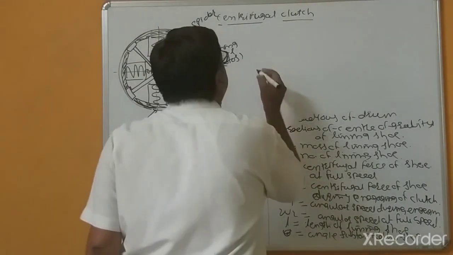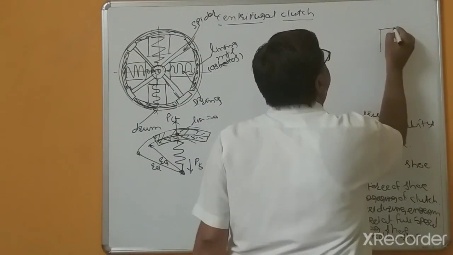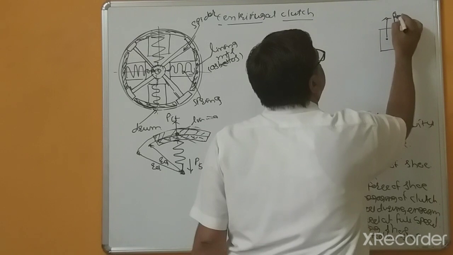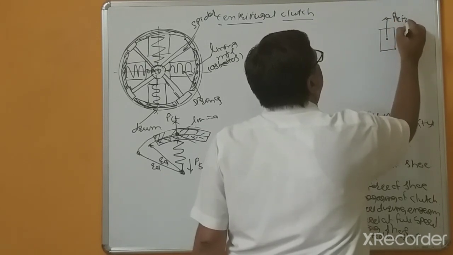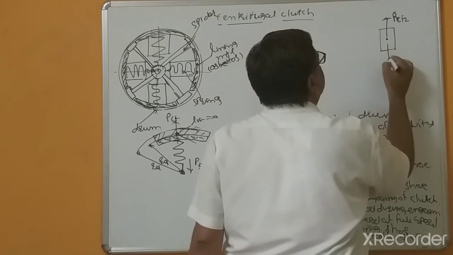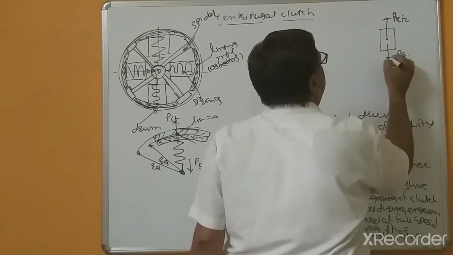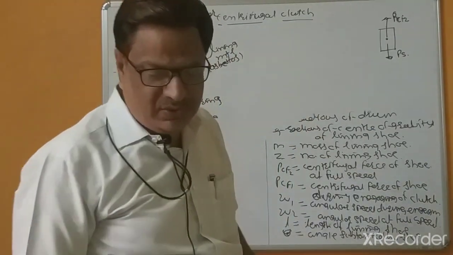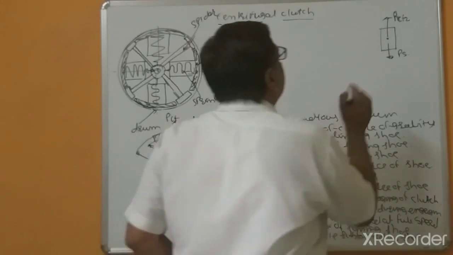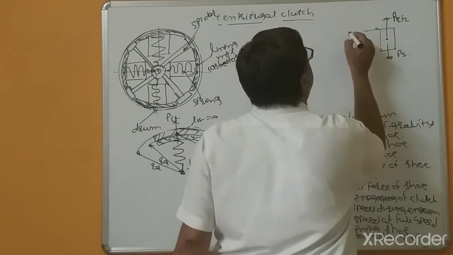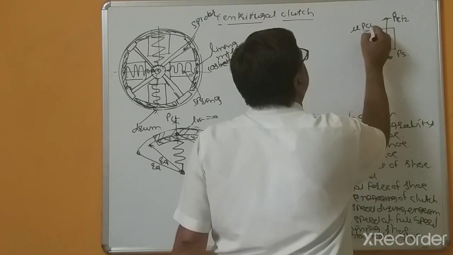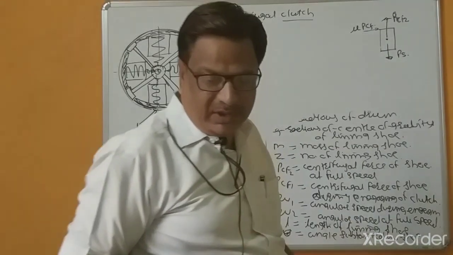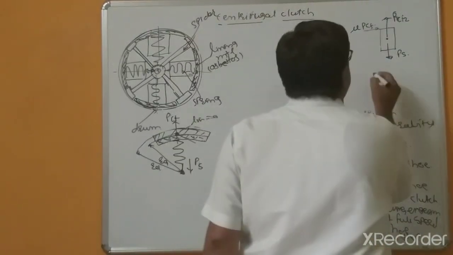Suppose this is the brake shoe material. This force acting on the brake shoe is PCF2, and this is the spring force. Both are in opposite directions, because a tensile spring is used here. And this is the frictional force acting on the shoe.